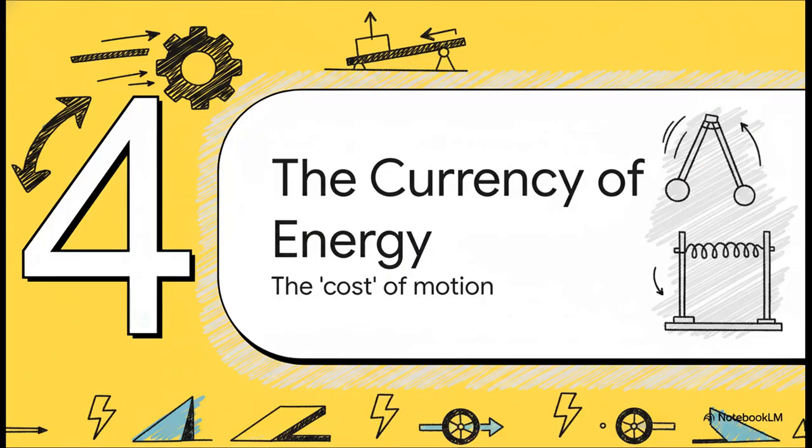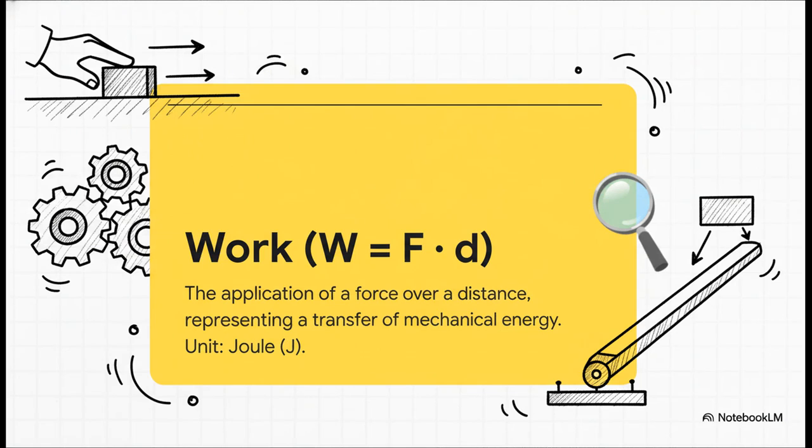Now let's shift gears from forces to what I think of as the accounting system of the universe, energy. If you want to make something move or change it in any way, there's a cost, and that cost is always paid in the currency of energy. So in physics, the word work has a very specific meaning. Work is the transfer of energy that happens when you apply a force and it moves something over a distance.